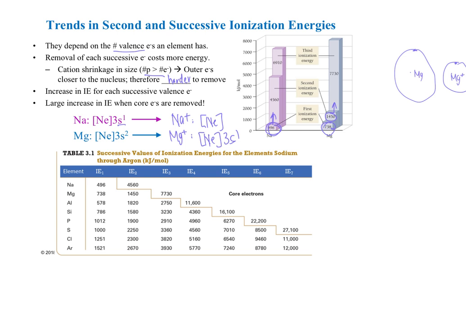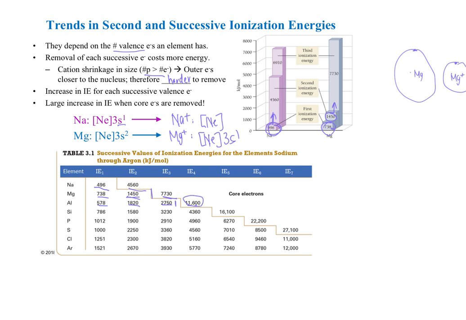So you can look up sodium: 500, 4,500, 7,000. Notice I'm saying a different number between them, 1,400 to 7,000. That's kind of showing you that's the big change. You should literally say them out loud. Aluminum is about 600, 1,800, 2,700, 11,000. So quite a bit more when we hit that fourth electron. So that helps us know 3 electrons are valence. The fourth was a core electron.